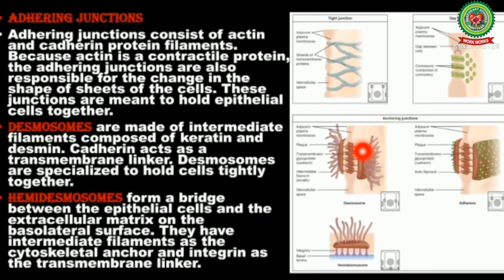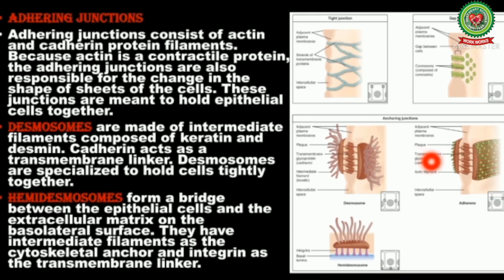Adhering junctions. Adhering junctions consist of actin and cadherin protein filaments. Because actin is a contractile protein, the adhering junctions are also responsible for the change in the shape of the sheets of the cells. These junctions are meant to hold epithelial cells together.